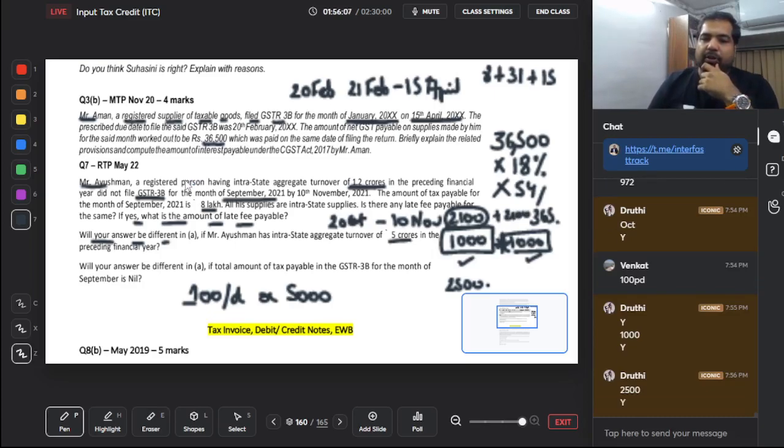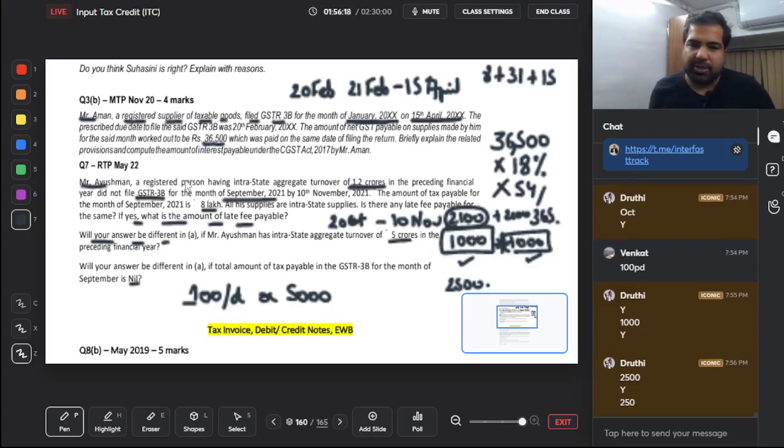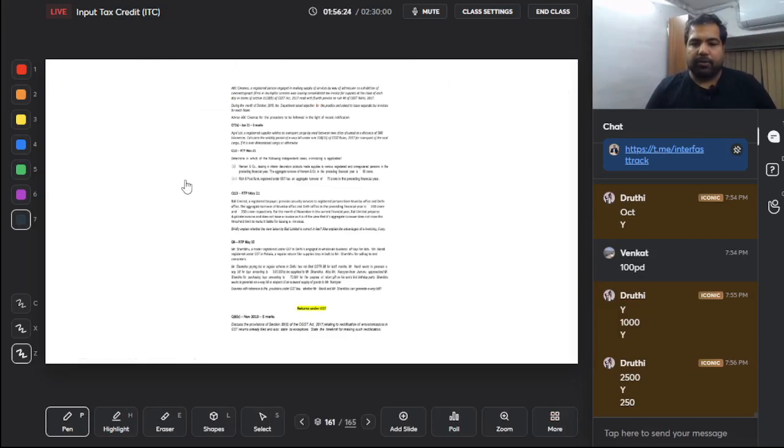And will your answer be different if the total amount of tax payable by GSTR 3B for the month of September is nil? If you are supposed to be filing a nil return, then it's maximum 250. So 250 under SGST, 250 under CGST. These two questions have a mistake. Come here, guys. They are from the returns chapter. Perfect.